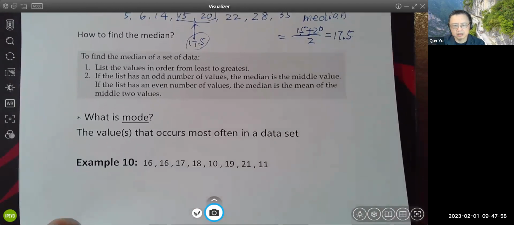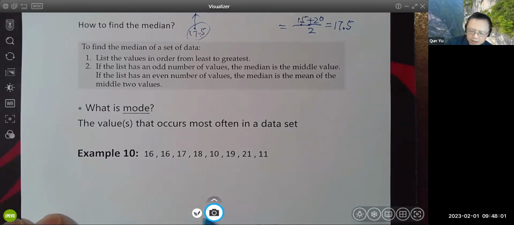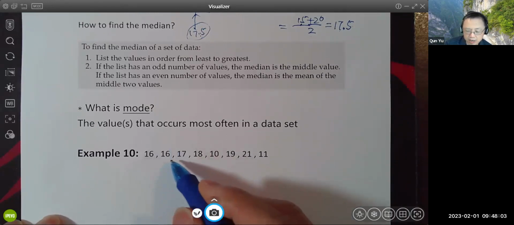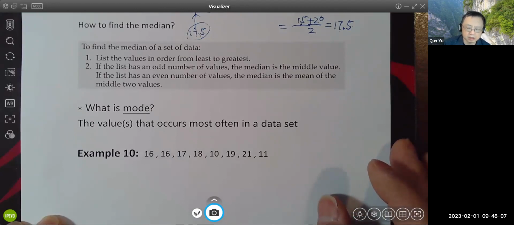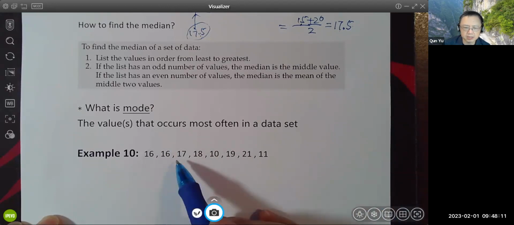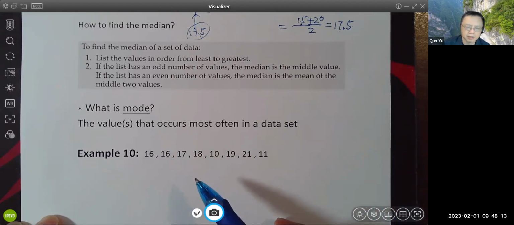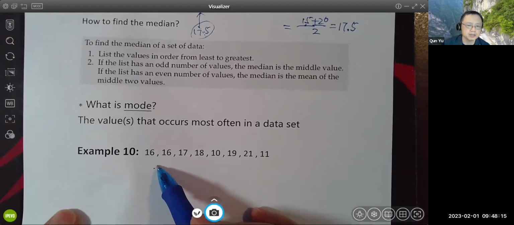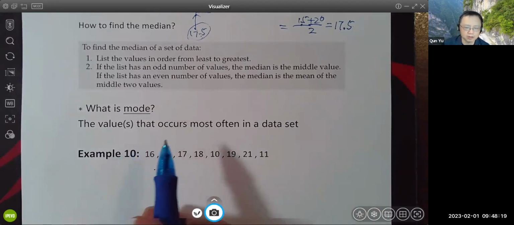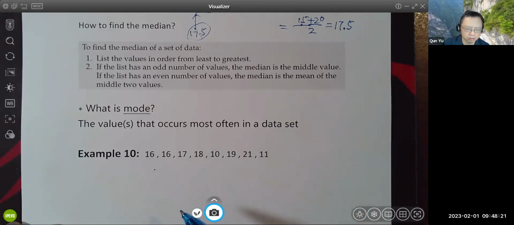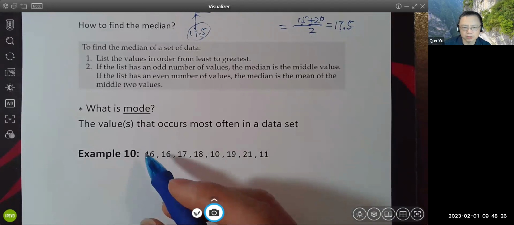So let's look at this example 10. In real life, you could have a very long list, thousands of numbers, sometimes millions of numbers. So in that case, we need some tool to figure out how often each value occurs. But for now, it's the demonstration of the concept. So the concept is more important than tedious calculation or being precise. Okay, concept is more important.